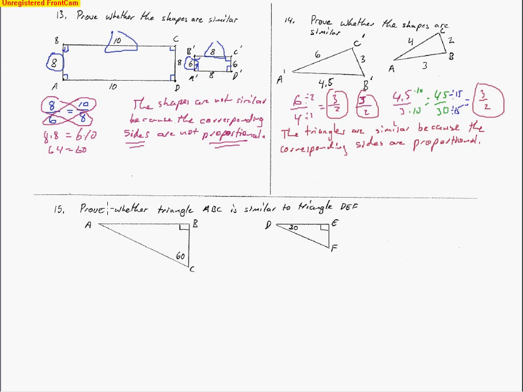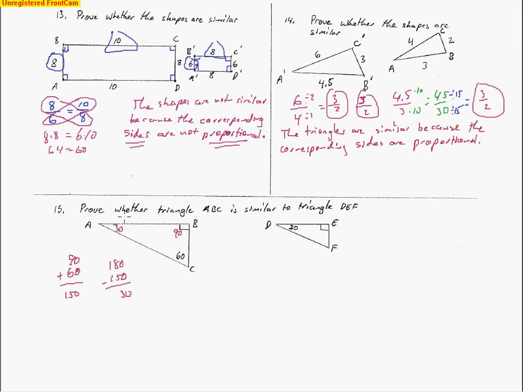Well, the next problem says, prove whether triangle ABC is similar to triangle DEF. Let's take a look at it. I've got some angles here instead of sides. I know this is 60 and this is 90 degrees with the symbol they give me. So I'm going to add these two angles up. 60 and 90 add up to make 150. I'm going to subtract that sum from 180, and that's going to give me 30 degrees. So I know this angle is 30 degrees.